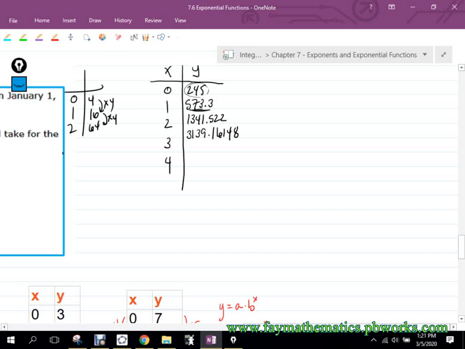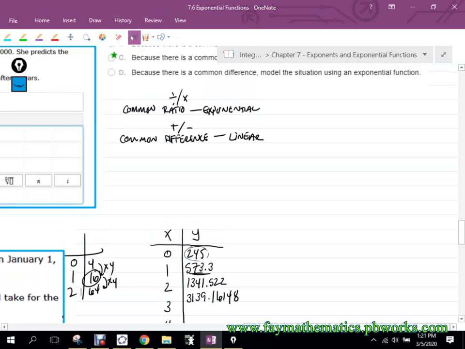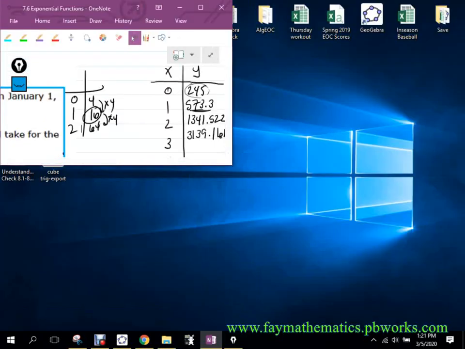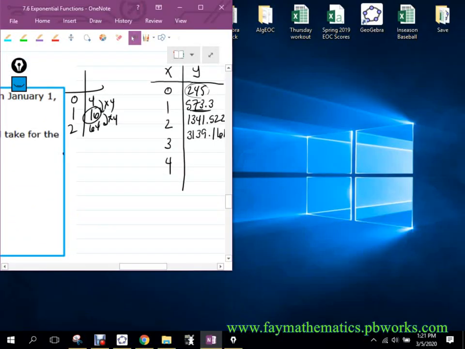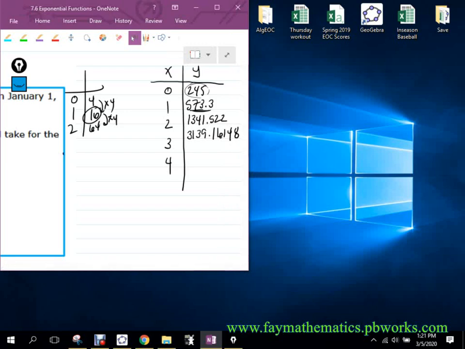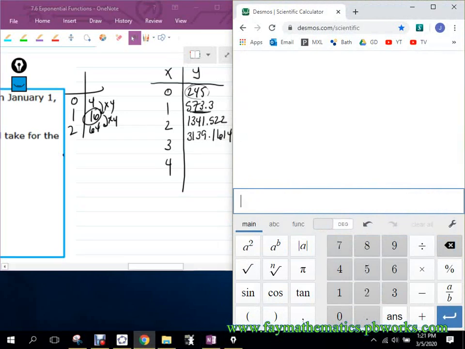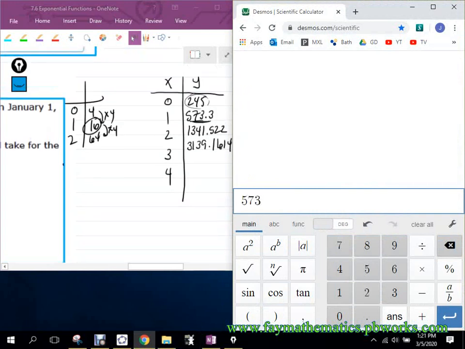The same thing happens here. If I get 16 and divide it by 4, does that give me that 4 that I used? Yeah. If I take 64 divided by 16, does that give me my 4 that I used? Yeah. So if I go to Desmos real quick, and we divide these things out, I'm going to take 573.3 and divide it by 245, gives me that number there, right?